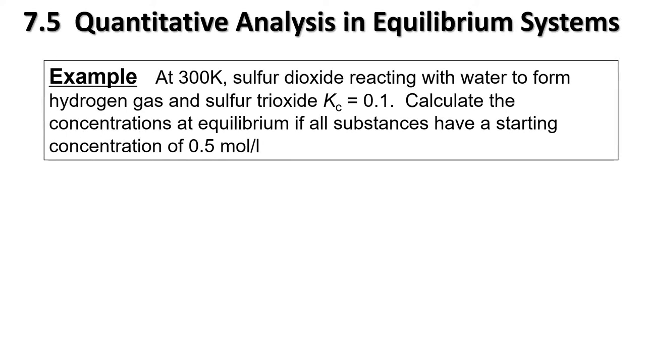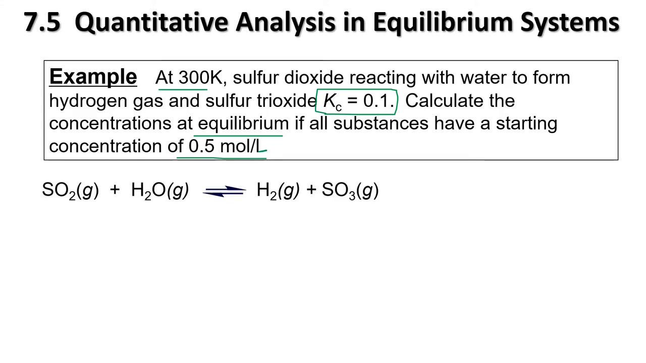Okay, so next example, at 300 Kelvin, sulfur dioxide reacts with water to form hydrogen gas and sulfur trioxide, and we have a Q value given here as well. And we want to calculate the concentrations at equilibrium if all substances have starting concentrations of 0.50 moles per liter. So we do have our given concentration.